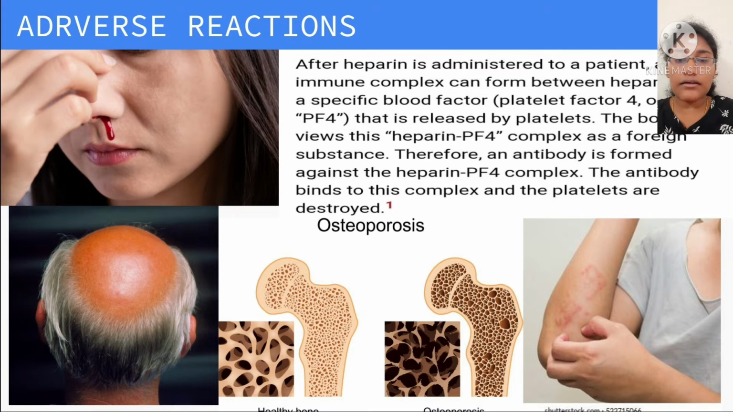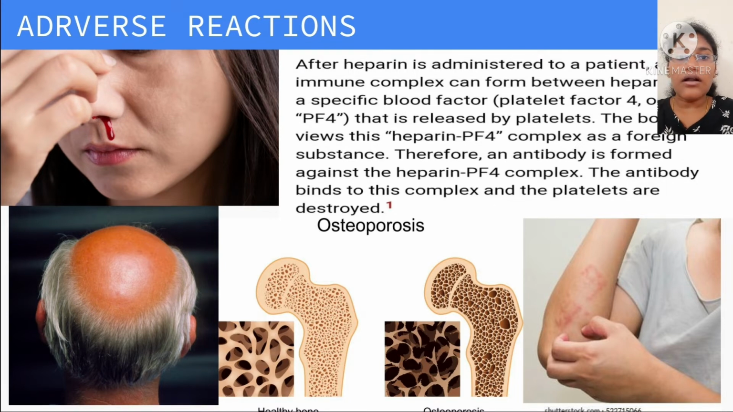Platelets produce a factor called platelet factor 4, and heparin can also bind to platelet factor 4. Now this heparin platelet factor 4 complex is seen as foreign to the body. So, since it's seen as foreign, the body starts producing antibodies against the heparin platelet factor 4 complex. Now these antibodies are called antiplatelet antibodies. These antibodies will destroy the platelets and it will lead to a reduced platelet count.